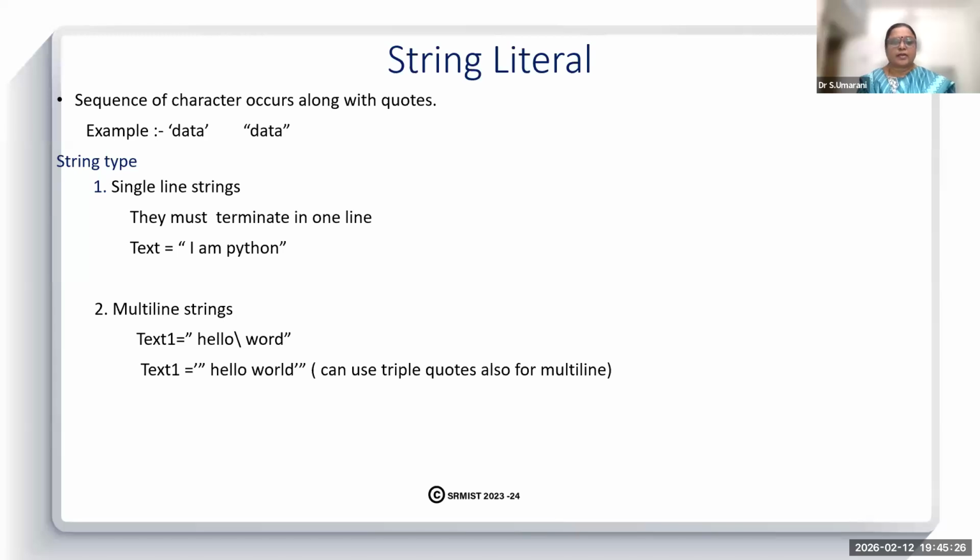Then I go for the discussion about the string literal. As I told already, a sequence of characters occurring along with quotes is called a string. There are two types of string available in Python: one is single line string, another one is multi-line string.